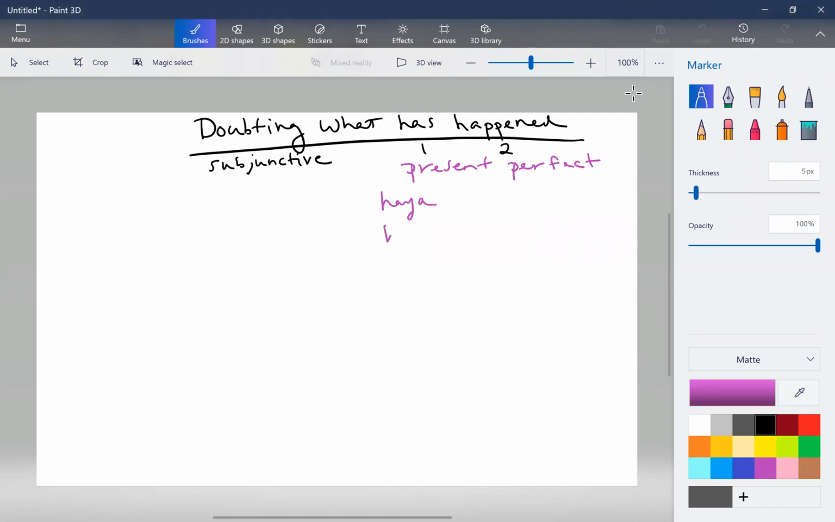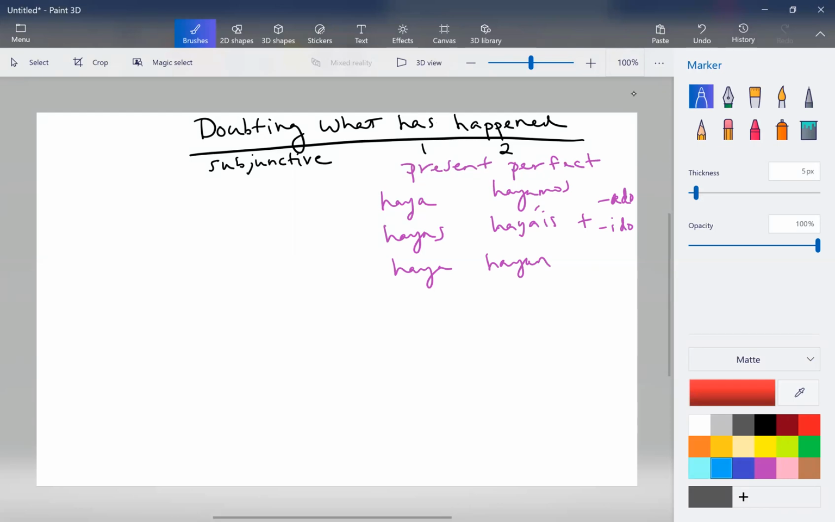So haya, hayas, haya, hayamos, hayas, and hayan, plus a past participle, which is a verb that ends most of the time in ado or ido, but there are some irregulars. Okay.